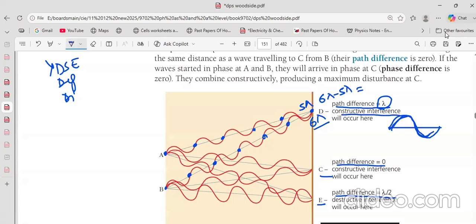This is constructive. This is constructive interference. That means here you will see a bright light, very bright light.